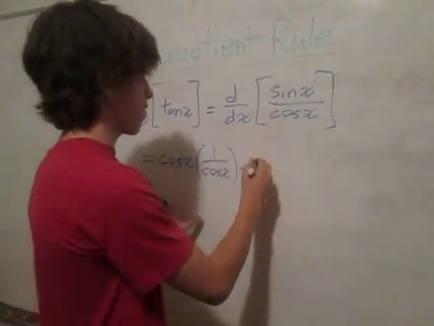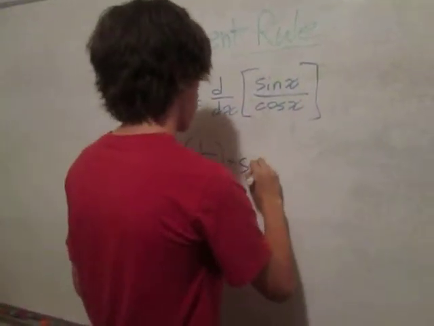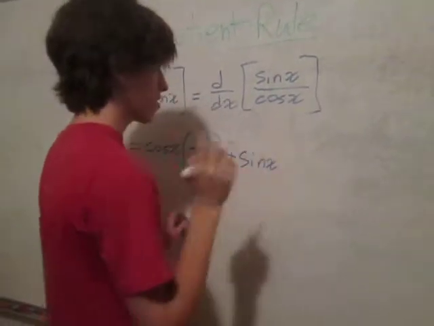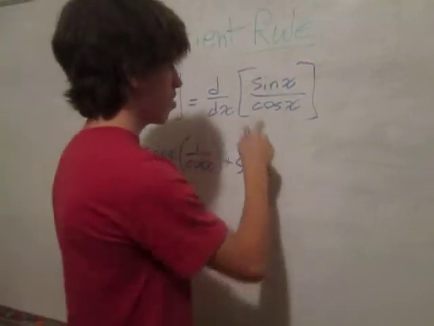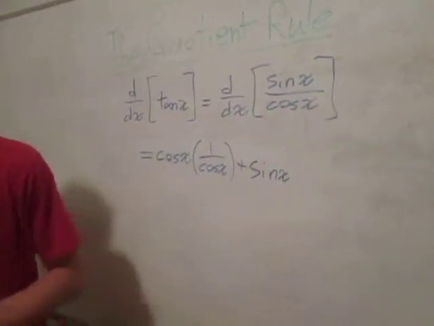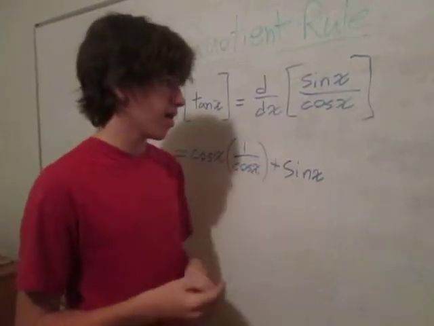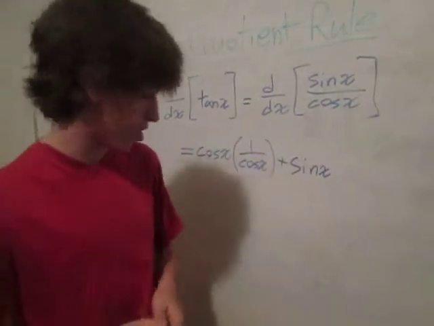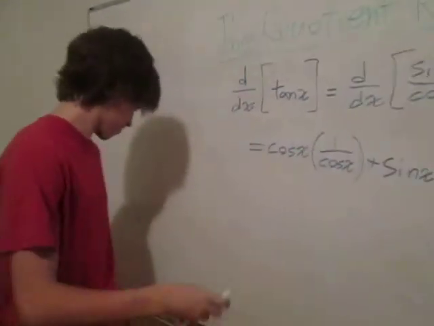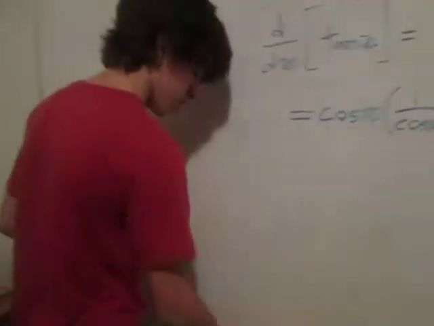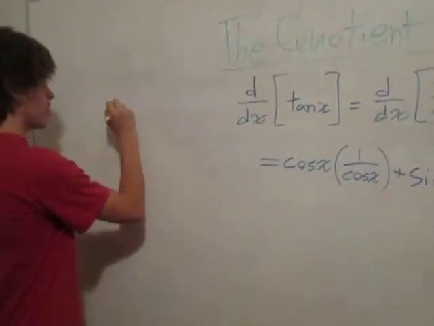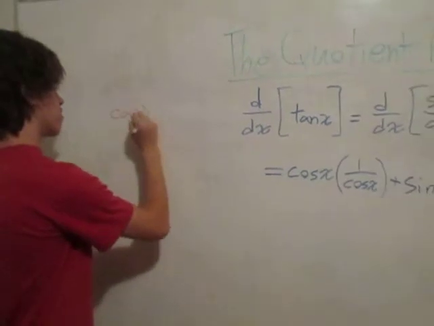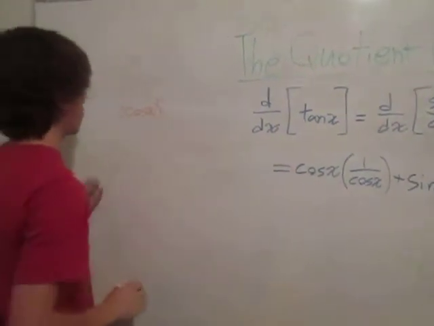Plus, the first function, sine of x, times the derivative of the second function, which is 1 over cosine of x. Now how do we evaluate the derivative of the second function, which is, if you come over here, our second function is the cosine of x to the negative first power.